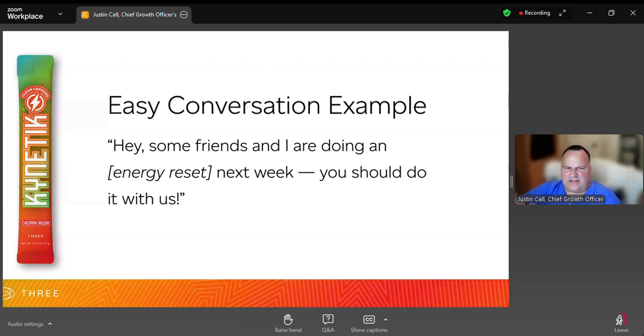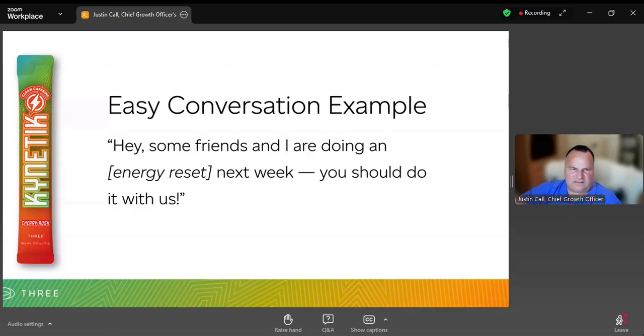Hey, some friends and I are doing an energy reset. I'm just using that term. You can use whatever. Some friends and I are doing an energy reset next week. You should do it with us. Simple. It's very social, right? You can talk about that everywhere. You can be in the gym and say, "Oh, you know what? Some friends and I, we're doing this energy reset next week. You should do it with us."